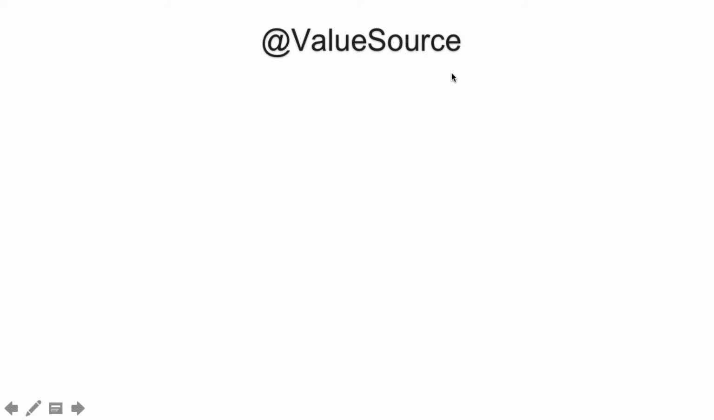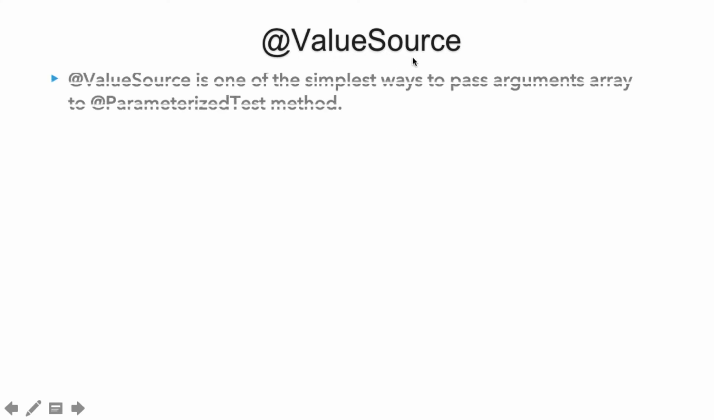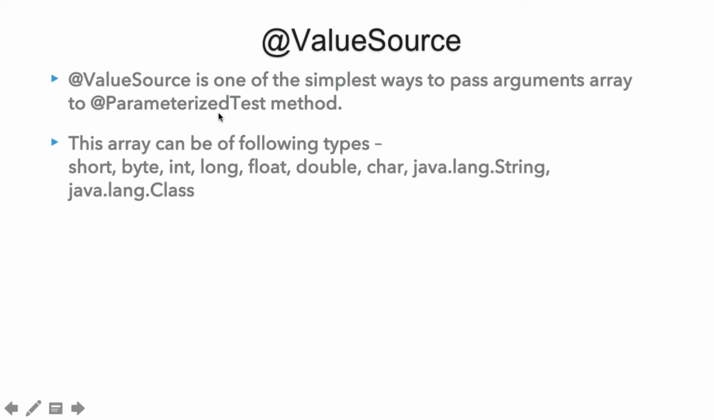So friends, in our last lecture we discussed that a parameterized test should have at least one source. So among the different out-of-the-box sources, one source is @ValueSource. It is one of the simplest ways to pass array arguments to our parameterized test. Now as we are passing different arguments in the form of an array, this array can be of the following types. We can provide short, byte, int, long, float, double, char, string, and class type. So friends, we can provide an array of this many types.